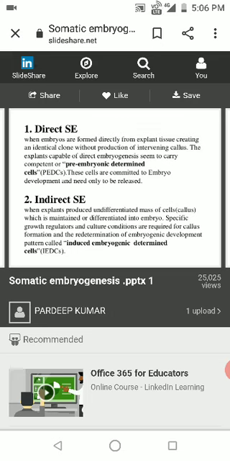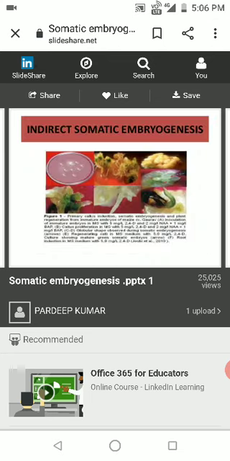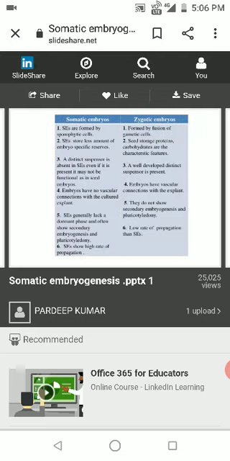So what happens in the case of direct somatic embryogenesis is that there are a few cells inside the explant which are already destined to be embryos. But in the case of indirect somatic embryogenesis, we have to induce some cells to become part of the somatic embryo. So here is a diagram of somatic embryos. Now, indirect somatic embryos.